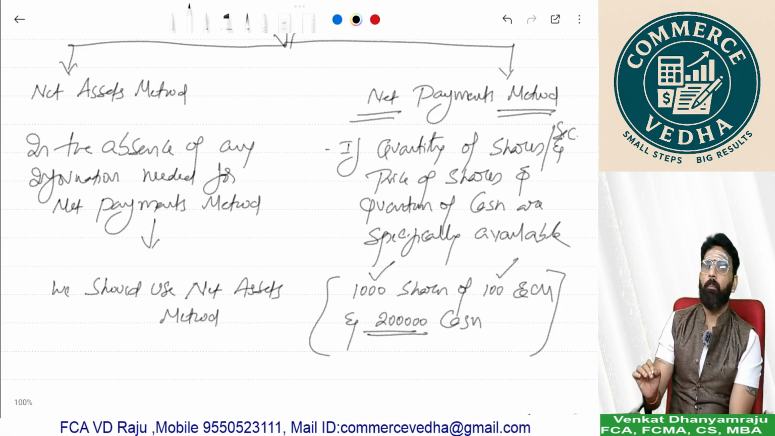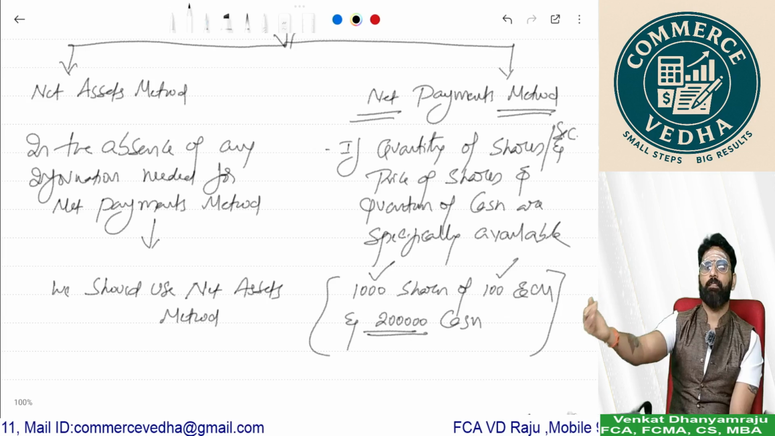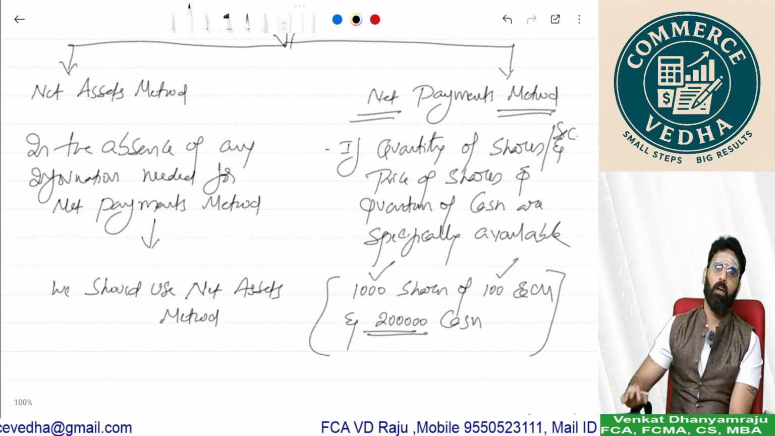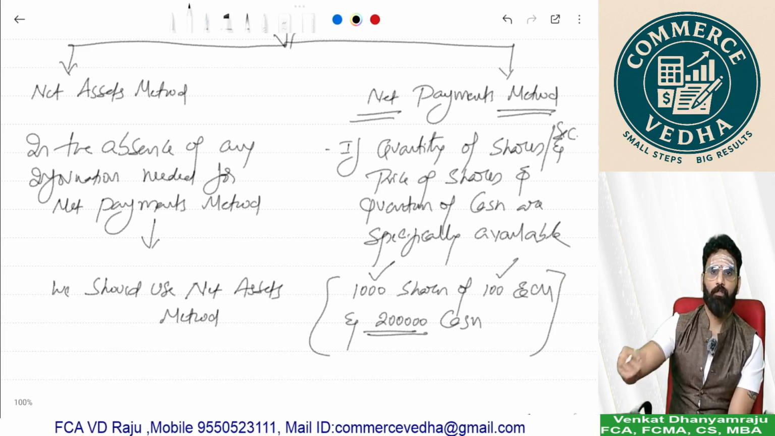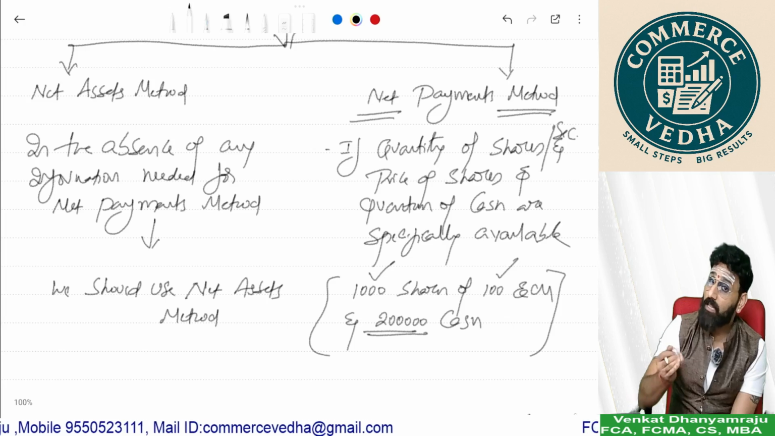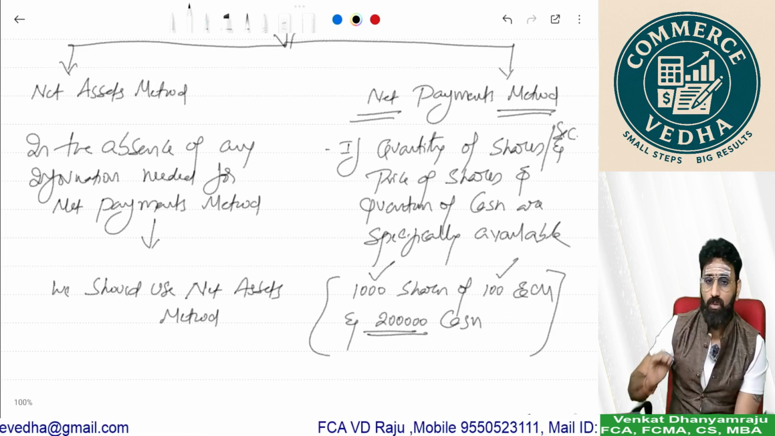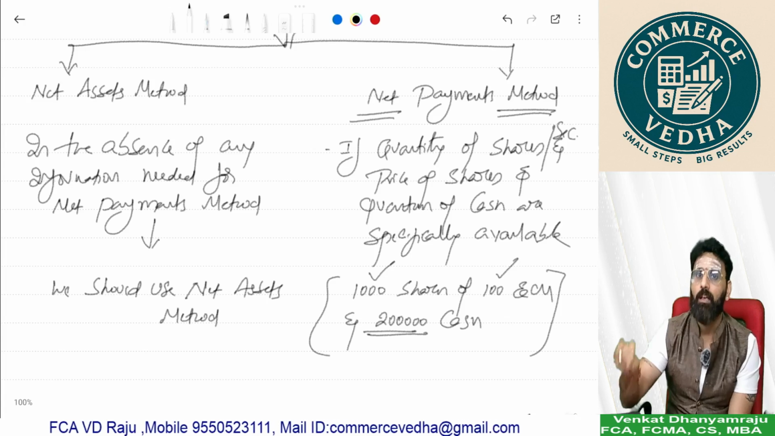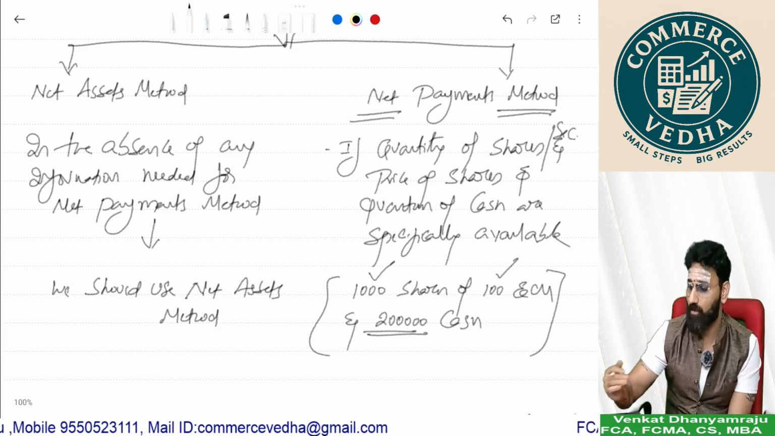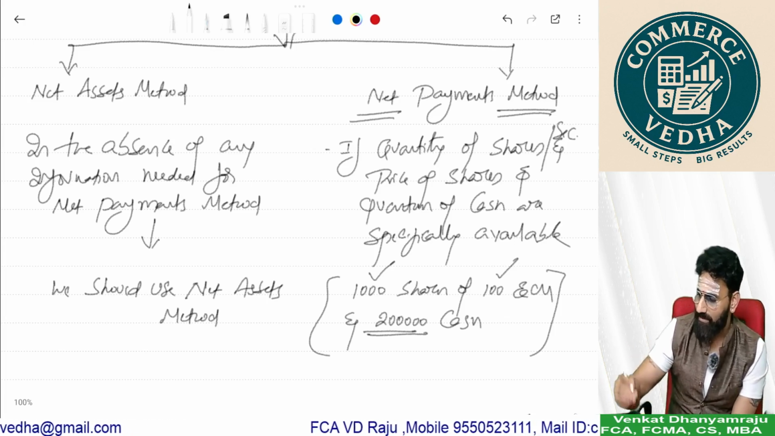Here the number of shares is not given. It says 80,000 cash, balance in shares of 100 each, or 1 lakh cash, balance in shares of 150 each, or 10,000 shares of 100 each and the balance in cash. So some amount is not clear, some portion is not clear, some element is not clear to compute net payments, then we should do it in the net assets method.